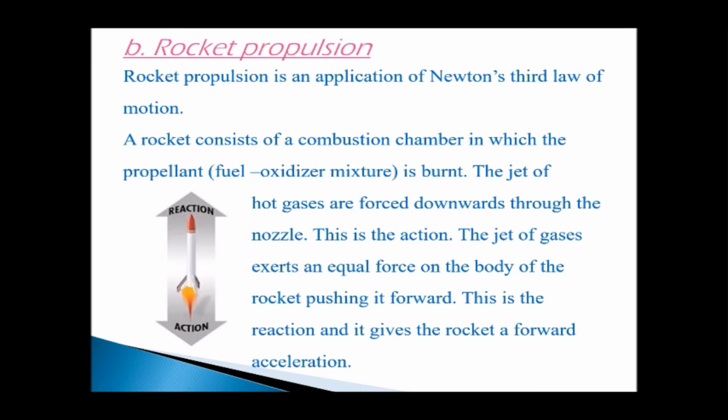Next, we will discuss rocket propulsion. Rocket propulsion is an application of Newton's third law of motion. A rocket consists of a combustion chamber in which the propellant, or the fuel oxidizer mixture, is burnt. The jet of hot gases is forced downwards through the nozzle. This is the action. The jet of gases exerts an equal force on the body of the rocket, pushing it forward. This is the reaction, and it gives the rocket a forward acceleration.